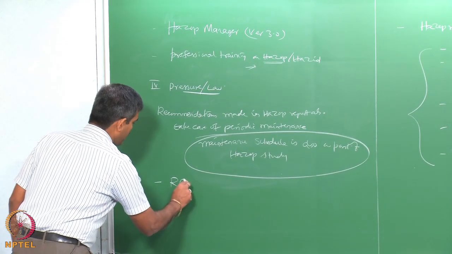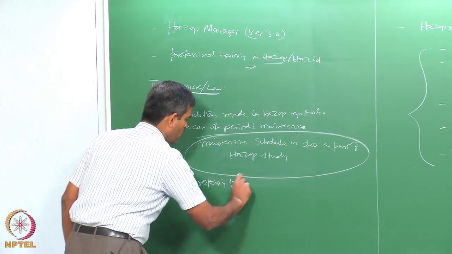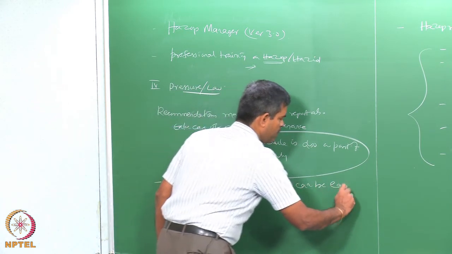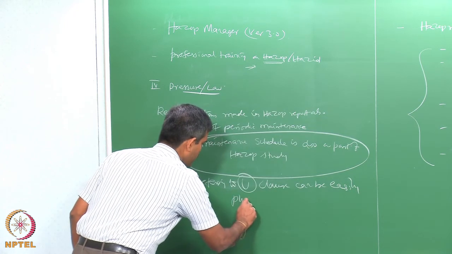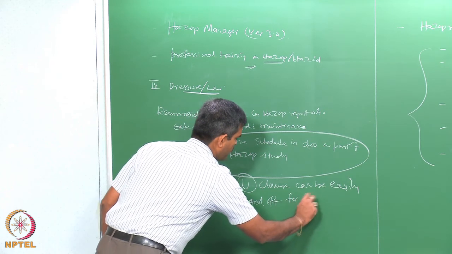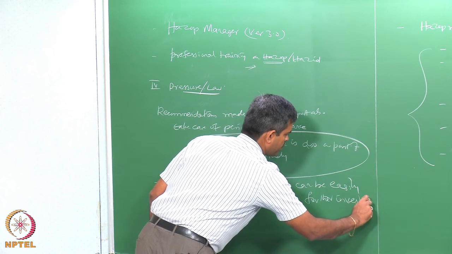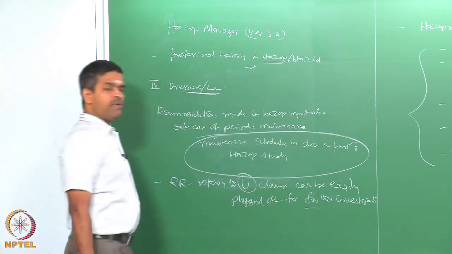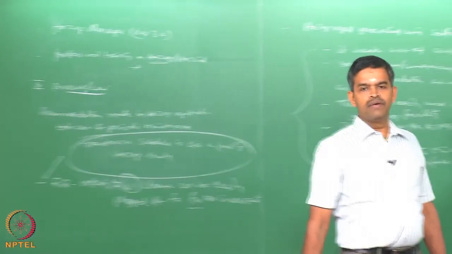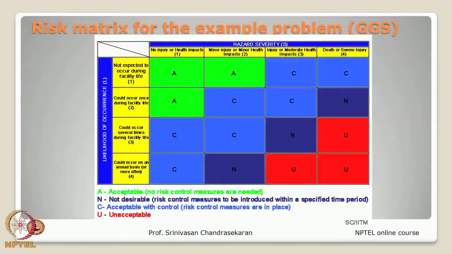The risk ranking referring to U class can be easily plugged off for further investigation. That is one main advantage you have when you write a Hazop report using a software. So, that is very interesting, and therefore, one can easily try to do this. So, that is the risk ranking available.